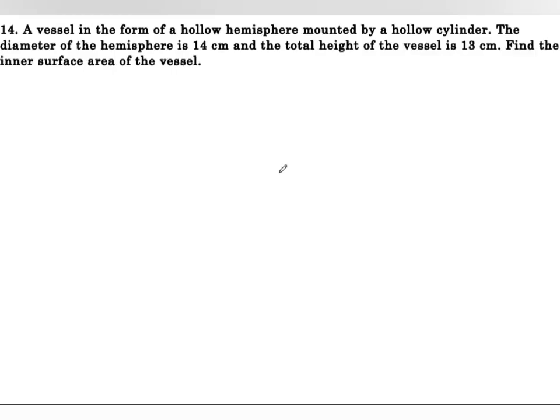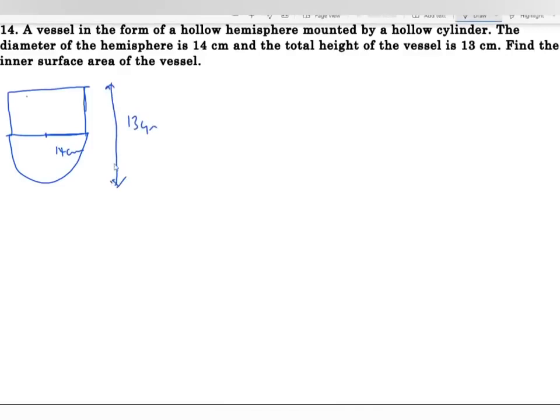Now a 3-mark question from the unit. A vessel in the form of a hollow hemisphere mounted by a hollow cylinder. The diameter of the hemisphere is 14 centimeters and the total height of the vessel is 13 centimeters. Now find the inner surface area of the vessel.